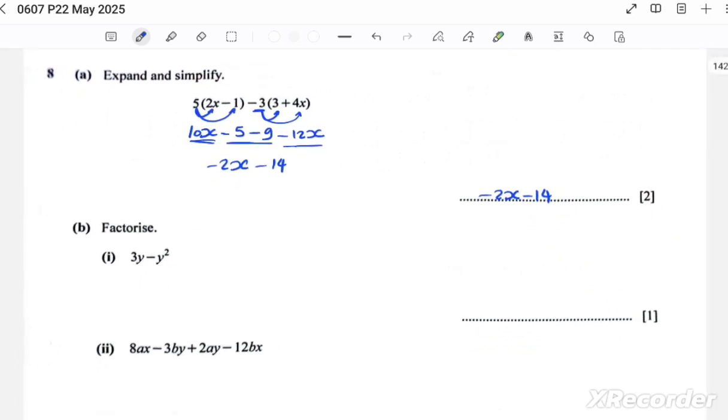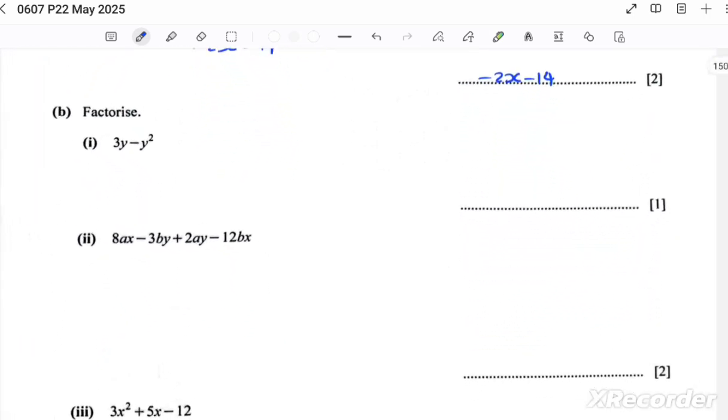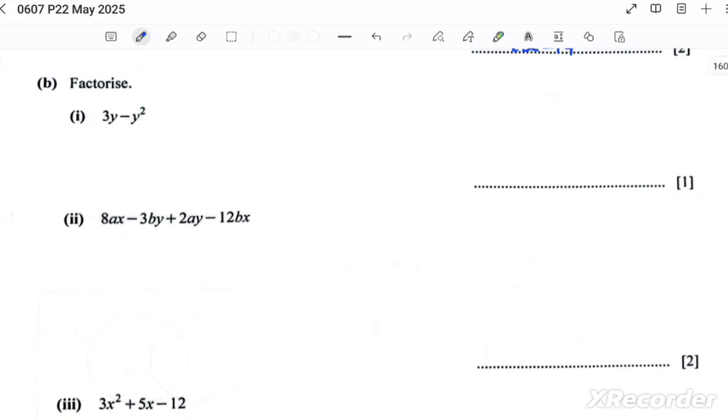Next question. Factorize. So we need to factorize the three equations we have. We'll start with the first one, but before starting you should know factorize usually means fully factorize. So don't make one step and stop. You have to fully factorize to get the full mark, especially when you have 2 marks like this one.